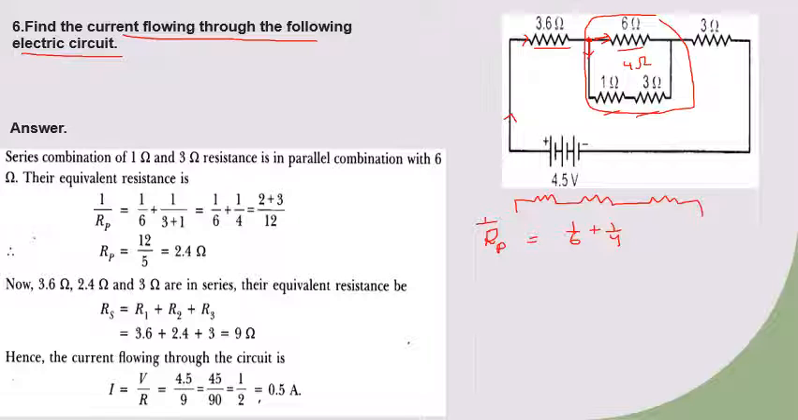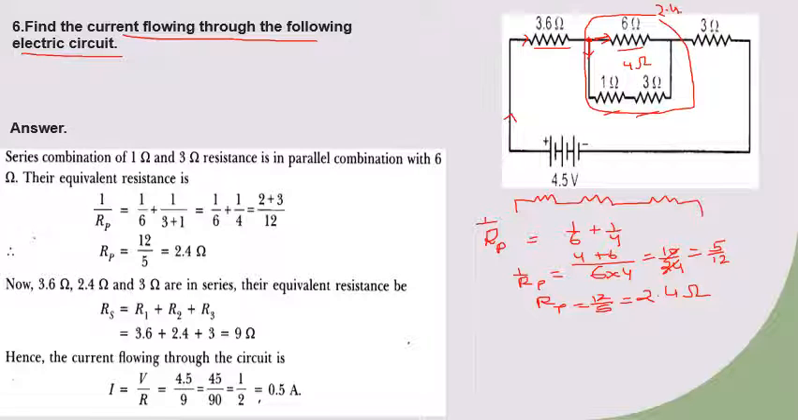Now if I solve this, I'll be getting (6 plus 4) upon 6 into 4, that is 10 upon 24. It will go by 2. We will get 5 upon 12. So this is 1 upon Rp, which is 5 upon 12. So Rp will be 12 upon 5, which is 2.4 ohm, right? And here we got over here 2.4 ohm.